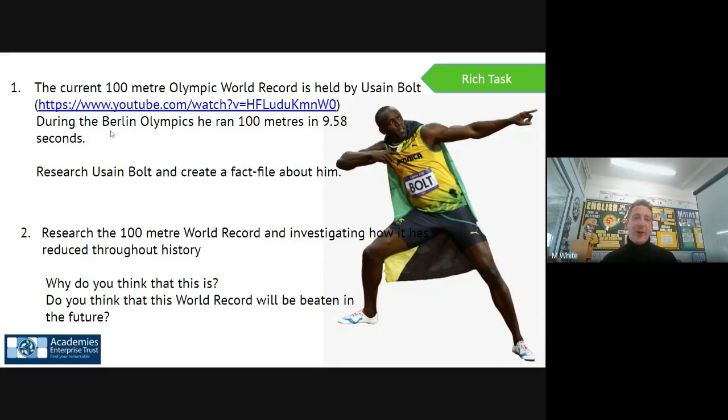Take it all back, I was wrong. I'm sure it was in there when the Olympics were in Great Britain, but maybe he set another one. Maybe that was for the 200 meters. Maybe you can tell me the answer to that. Okay. So it says during the Berlin Olympics, he ran 100 meters in 9.58 seconds.